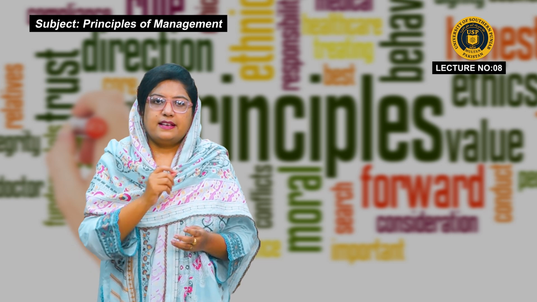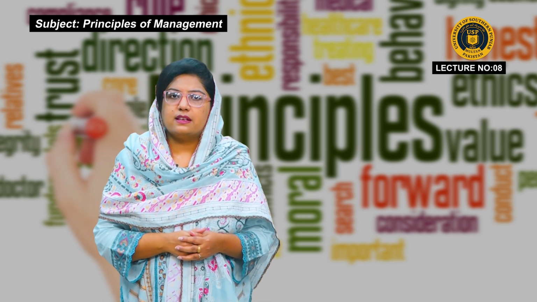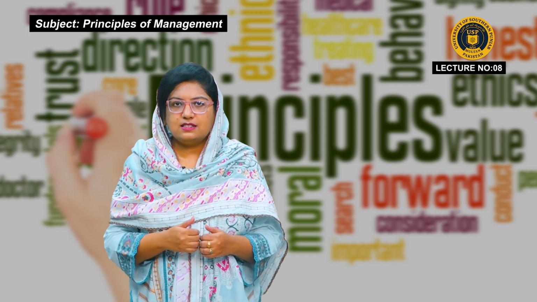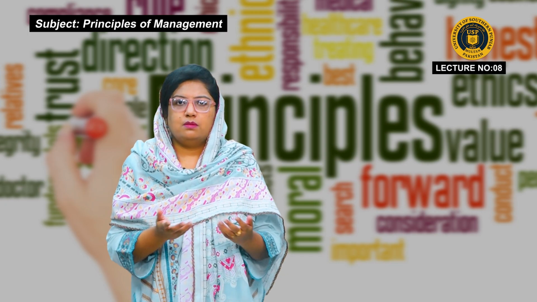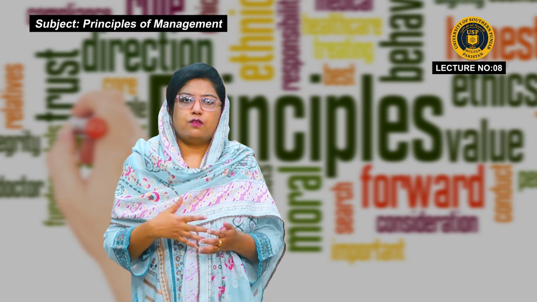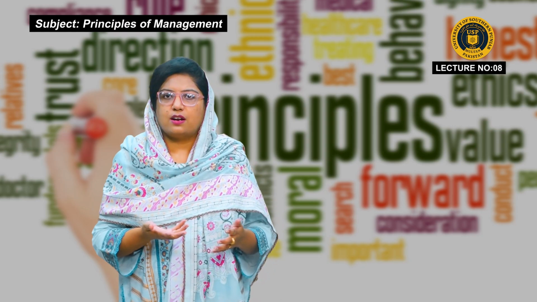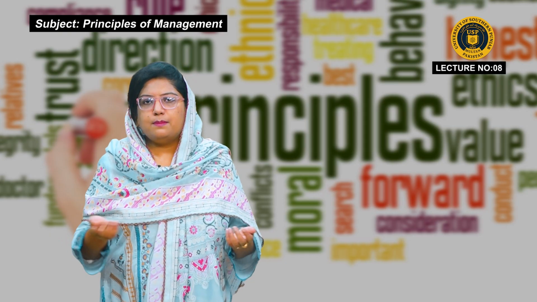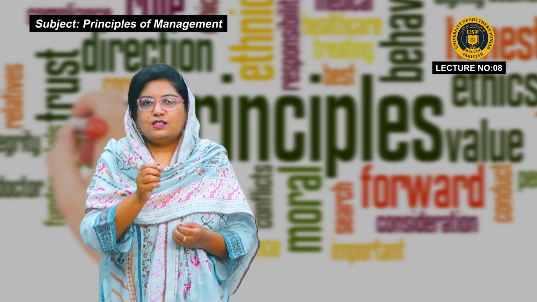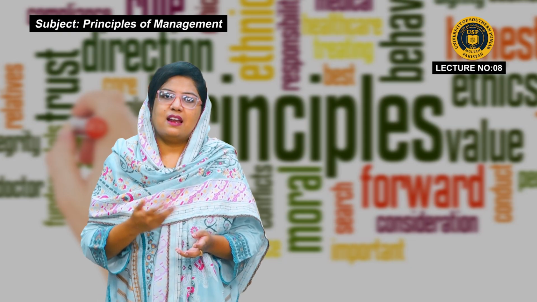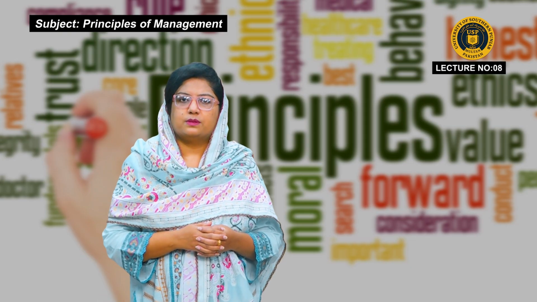The next bias is self-serving bias. Managers tend to take credit for success but blame external factors for failure. If sales increase, a manager says it was because of my excellent strategy. But if sales drop, they blame the economy or lazy employees. So this bias prevents learning from mistakes and encourages arrogance.